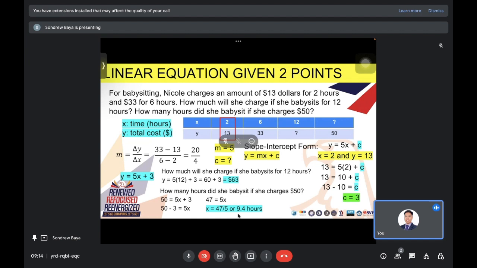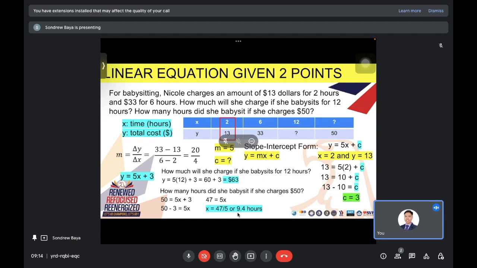I highly suggest that you use a decimal or write it as a mixed number, because 47 over 5 is not easy to understand. What do you mean by 47 over 5? That's quite abstract to understand, no? So better put it in decimal so we know that it's 9.4 hours, or write it in mixed number form. All right?